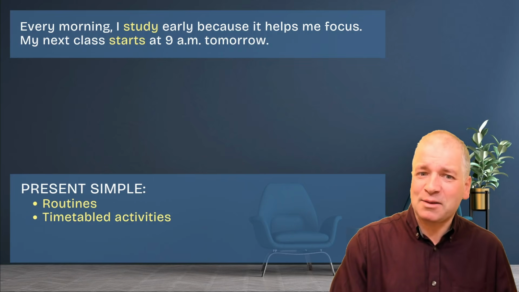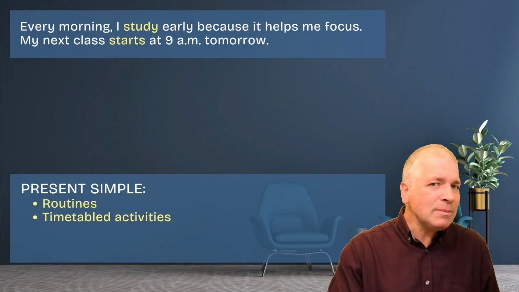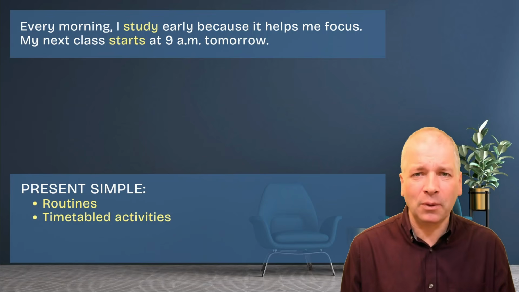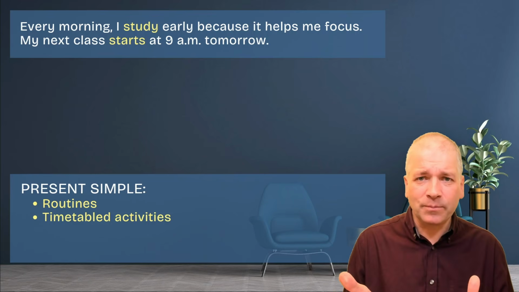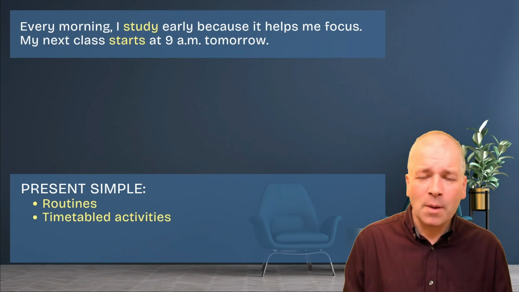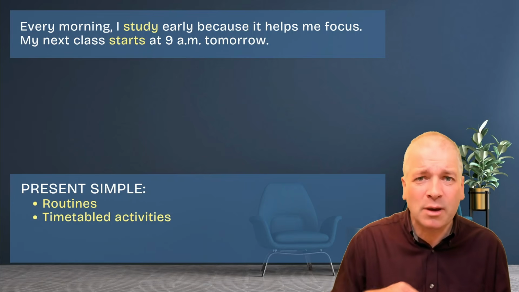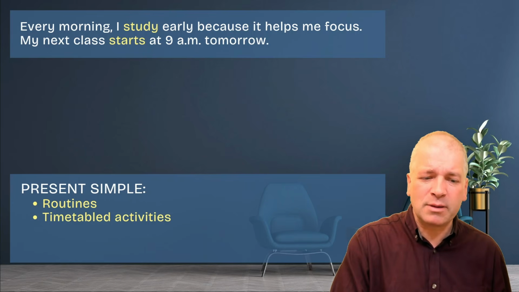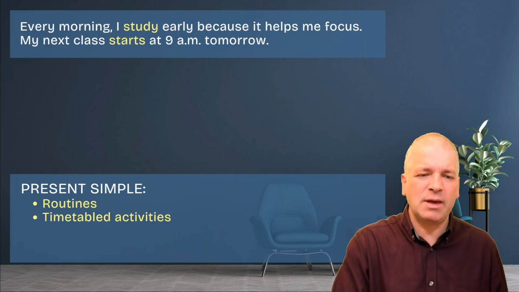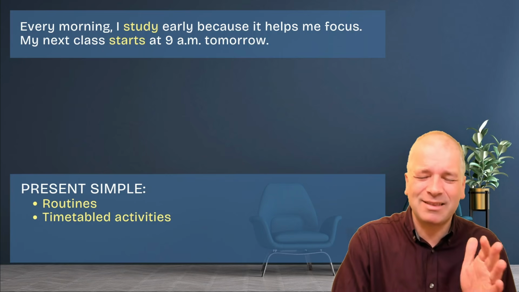My next class starts at 9 a.m. tomorrow. Now, if something is timetabled, even if it's in the future, we can use the present simple. If it's fixed in time, even if it's ahead of now, tomorrow, but we know it's fixed at that moment, perhaps it's written down on a schedule somewhere, then we could use the present simple for that as well. Rather than saying will start, we simply say my next class starts at 9 a.m. tomorrow. It communicates that it's scheduled.